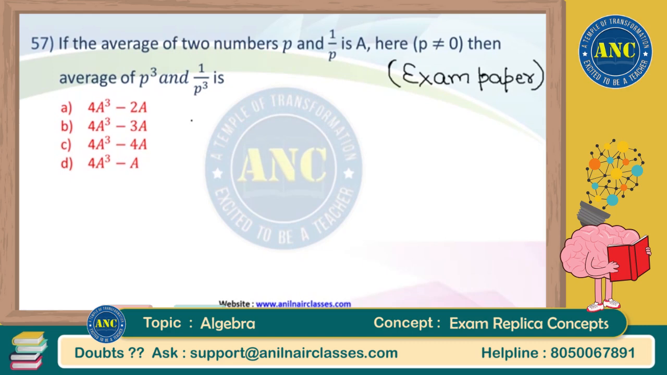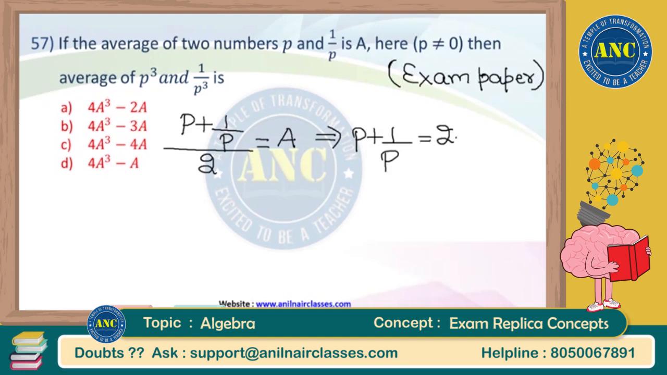Now see here, average is nothing but the sum of the quantities by the number of quantities. You know it. There are only two quantities, p and 1 by p. So average is nothing but p plus 1 by p divided by 2. And that average is given as a. That means from this can I say p plus 1 by p is nothing but 2 times a, right? Find the average of p cube plus 1 by p cube. That means p cube plus 1 by p cube whole thing divided by 2. This is what they are asking.